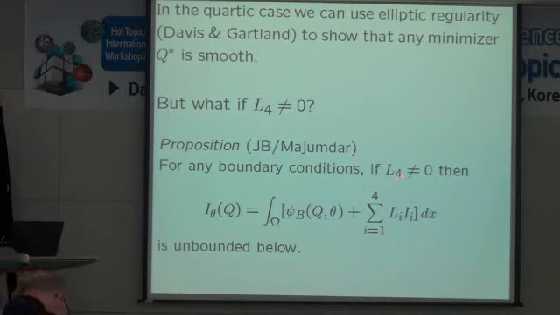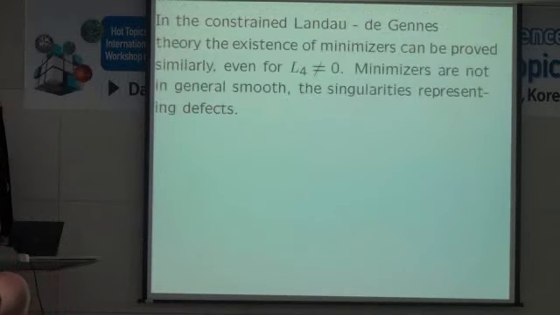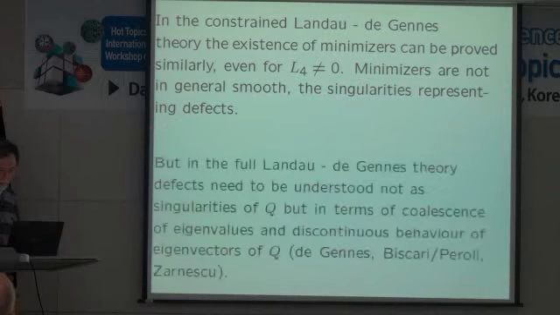However, in my second lecture, I will take the view that L4 certainly can be not zero, and it's perfectly okay. But here it looks as if it's impossible. Now, in the constrained Landau-de Gennes theory, so now you're just minimizing the elastic energy, but subject to this constraint, you can even do it for L4 not equal to zero. There's no problem there because in fact Q is bounded. That's the reason effectively. And minimizers are not in general smooth, and the singularities represent defects. So in the constrained theory, defects are represented by singularities.